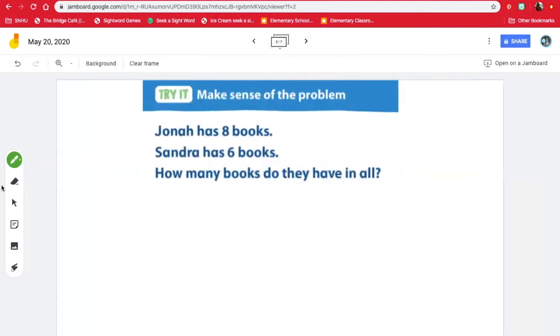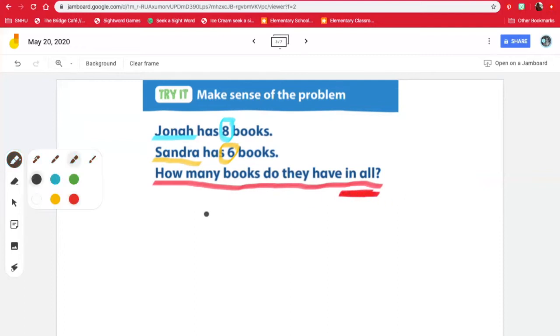Let's move on. Here we have a word problem. Let's highlight the important information after we read it. It says Jonah has 8 books. Sandra has 6 books. How many books do they have in all? So we know Jonah has 8 books, and Sandra has 6 books. And the question's asking, how many books do they have in all? And there's those special 2 words again, in all, which means we're going to add. So that must mean we're going to add 8 plus 6.